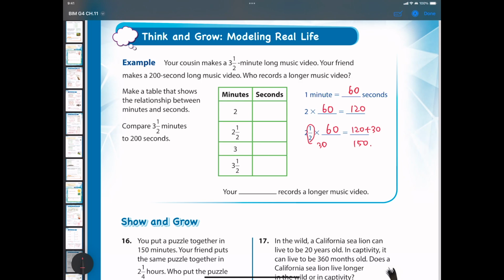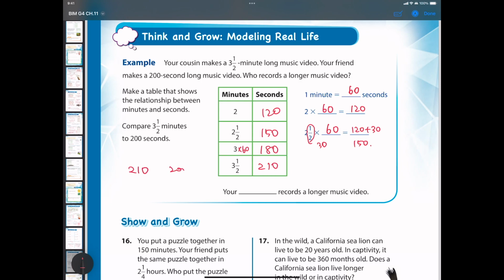Okay? So 2 minutes, 120. 2.5 is what? 150. What about 3? Since we know this is 180, right? 6 times 3 is 18, remember? And half minute in seconds is 30. So 180 plus 30 is what? 210.